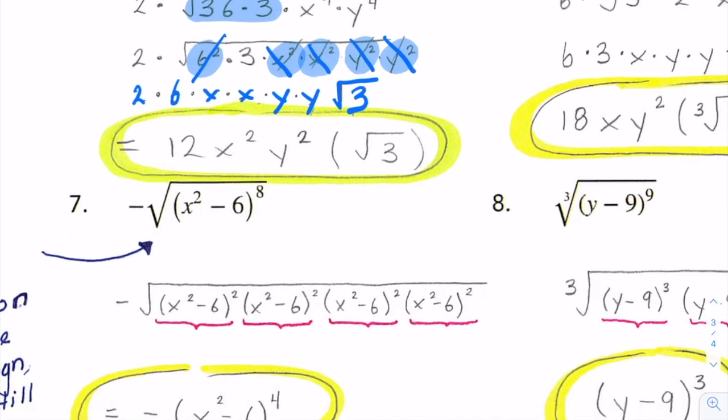And then for your final answer, you multiply anything you can together. So 2 times 6 is 12, x times x is x squared, y times y is y squared, and the square root of 3 will remain.